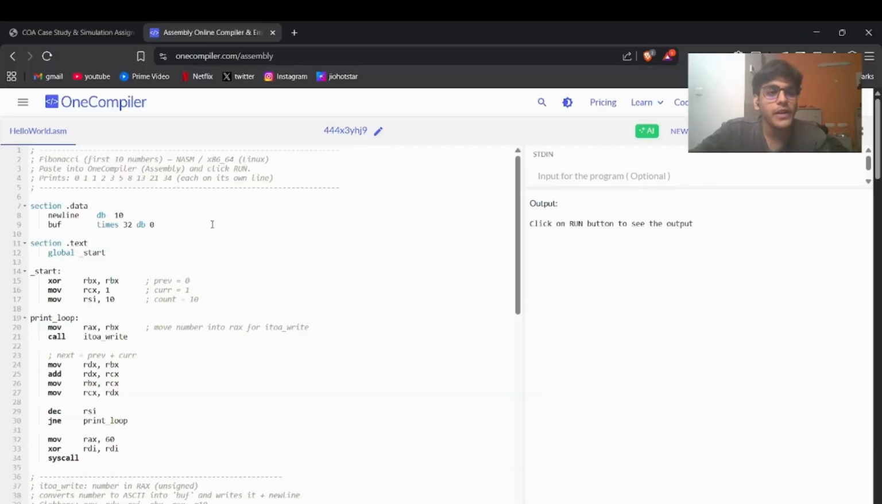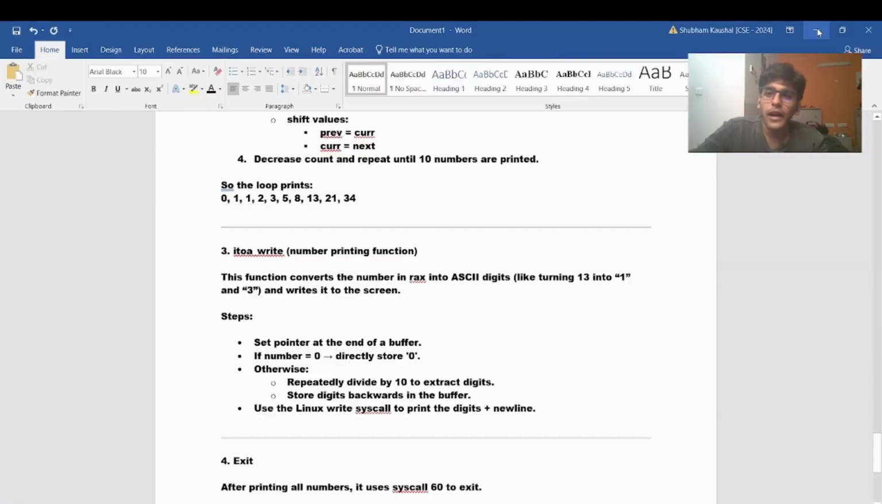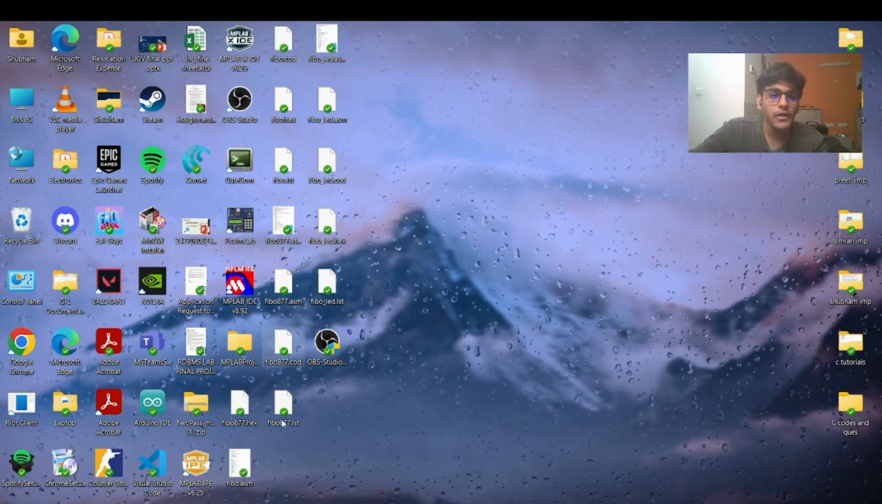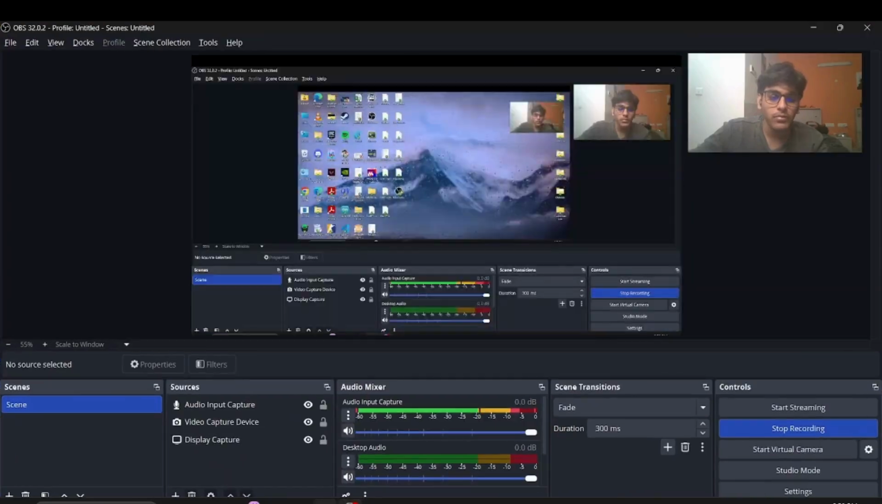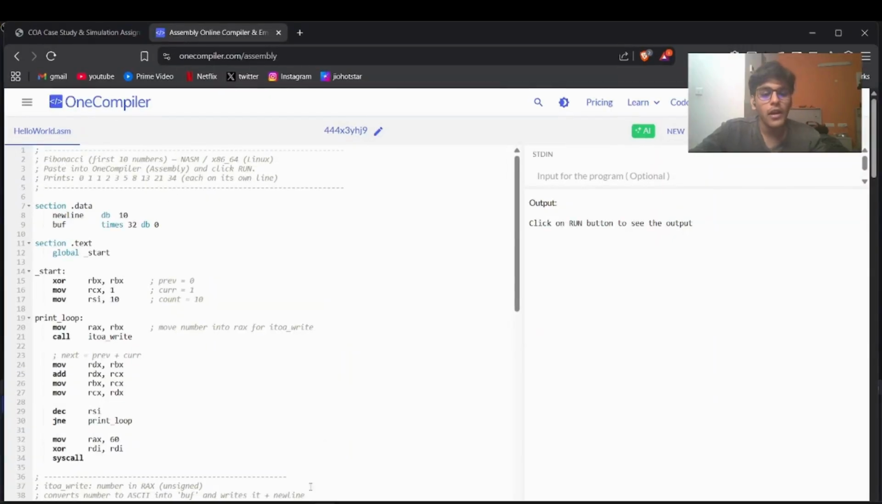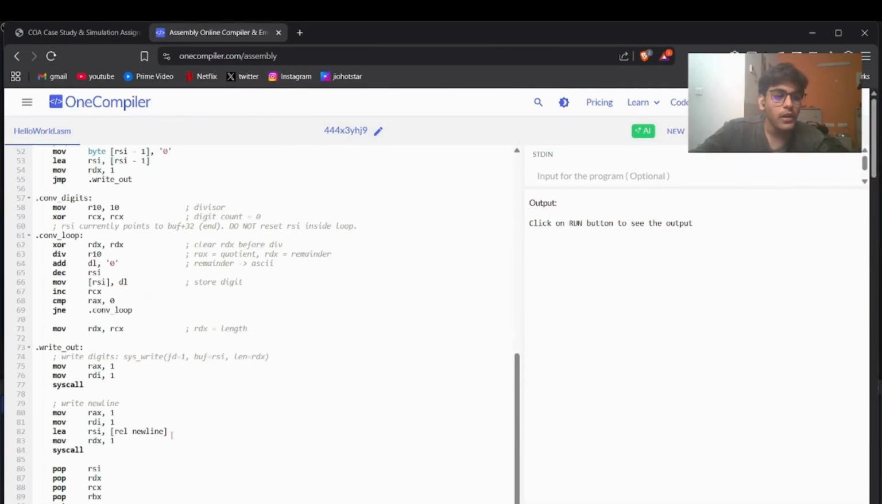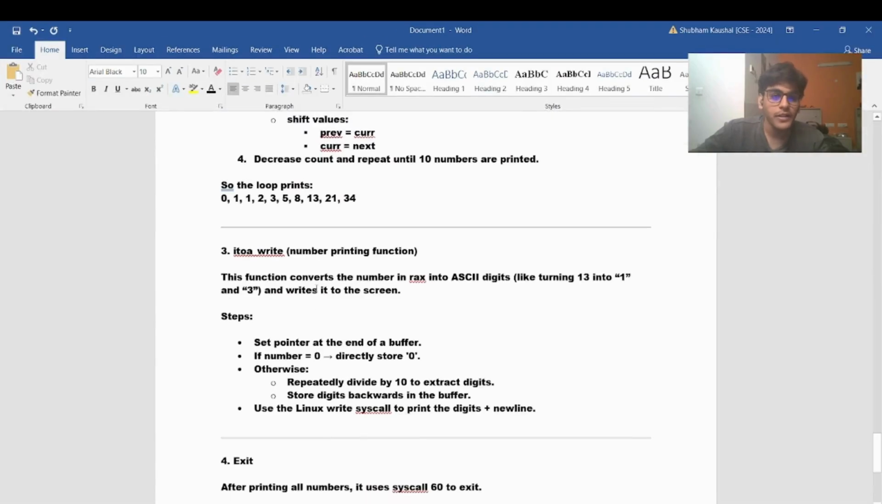Now I'll be talking about the assembly code for the Fibonacci sequence. I had earlier tried downloading the compilers, but the compilers weren't working properly. So I'm going to be working on the online compiler. As you can see, this is the entire code. Now I'll be explaining this code in easy words.